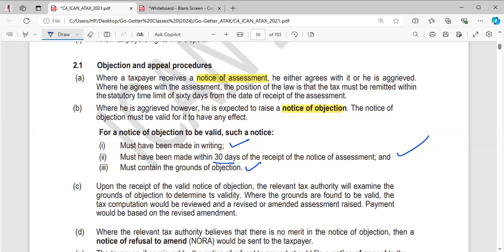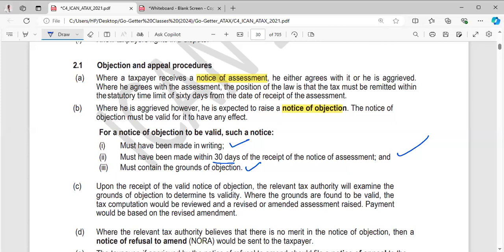Now, what happens when you have written your notice of objection and you send it to the FIRS within 30 days? The relevant authority, we are using the example of the FIRS, will examine this notice of objection. They will look at the grounds we are using in objecting, and they are going to determine whether it is valid. So if you state objections that are valid, they will look at it. Oh, this taxpayer has a valid point. Okay, so let's consider what he says.